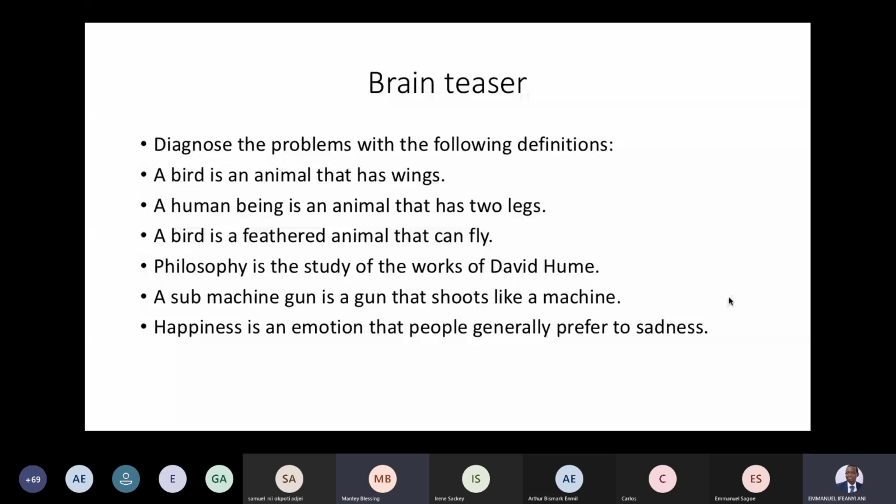Yeah, circularity is when you are using a definiendum to define the same definiendum. When you say that morality is doing what is morally right, it's a circularity because you are just recycling the definiendum as a definiens. Ambiguity is when you define something in a way that suggests two different things, that suggests that thing and then something else. Okay. Yes.